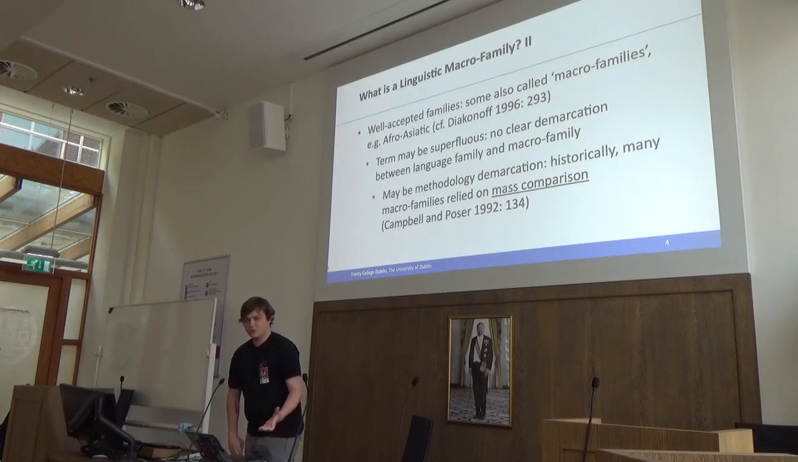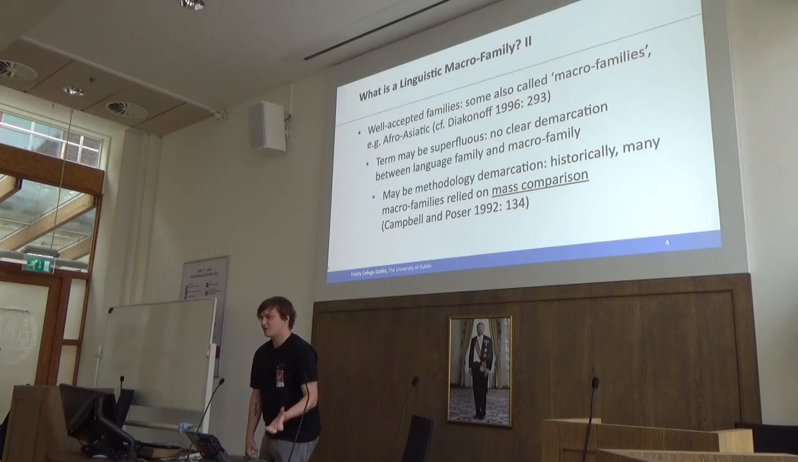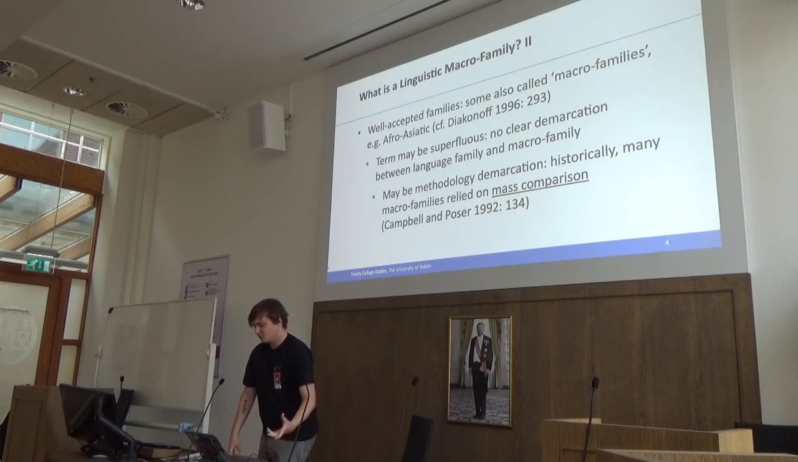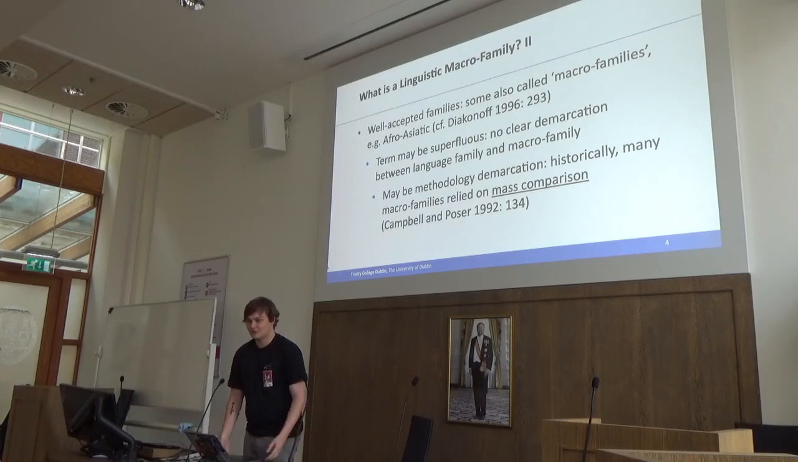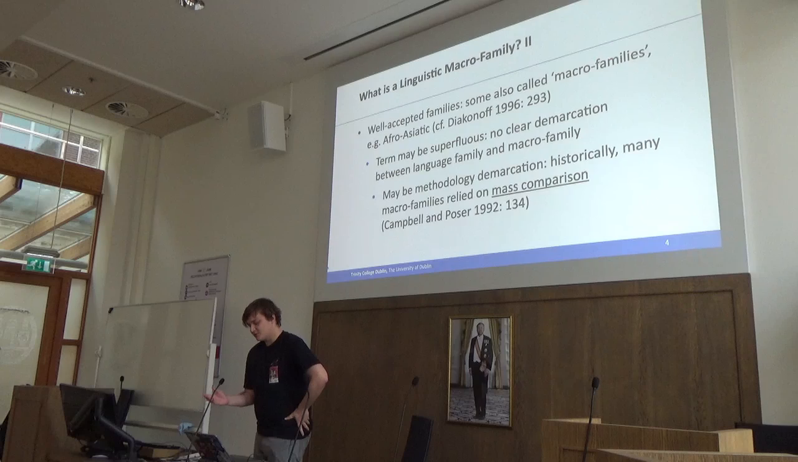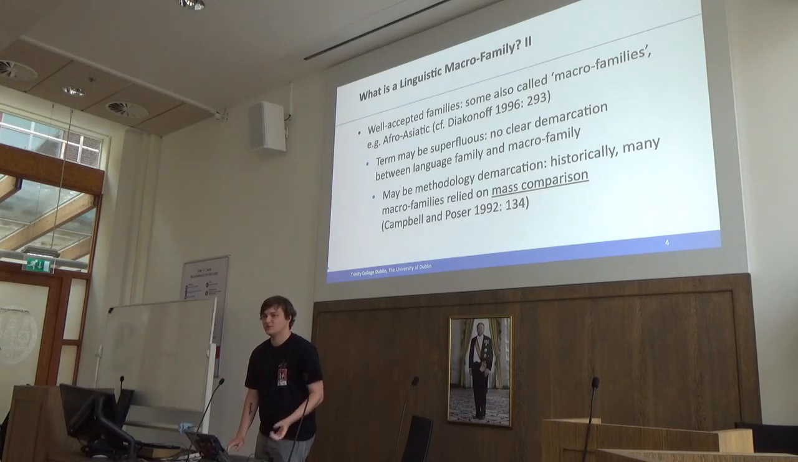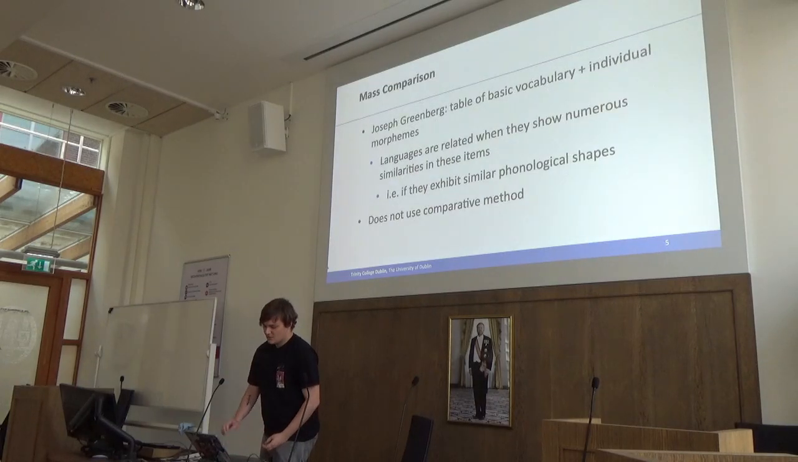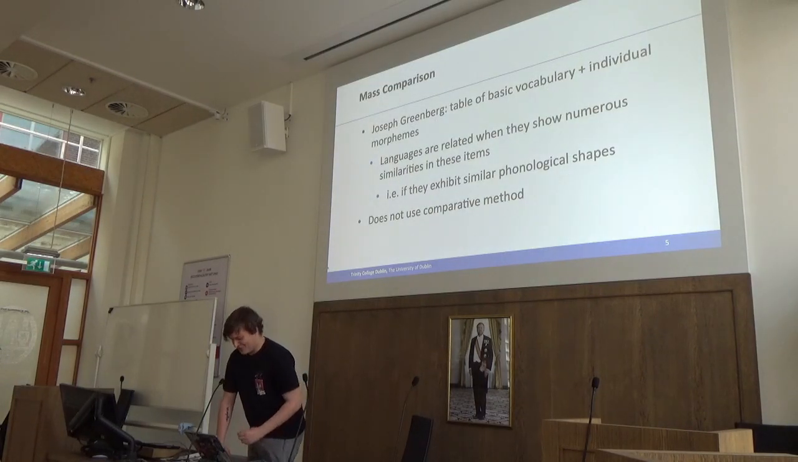There are also cases where well-accepted families have been called macrofamilies, for example, Afroasiatic. And the term might be superfluous, because how macro do you have to get for something to be a macrofamily, right? There's no clear demarcation. And the big difference that I've seen is that many macrofamilies have relied on mass comparison, which is a different methodology than the traditional comparative method. And we can mostly thank Joseph Greenberg for that.